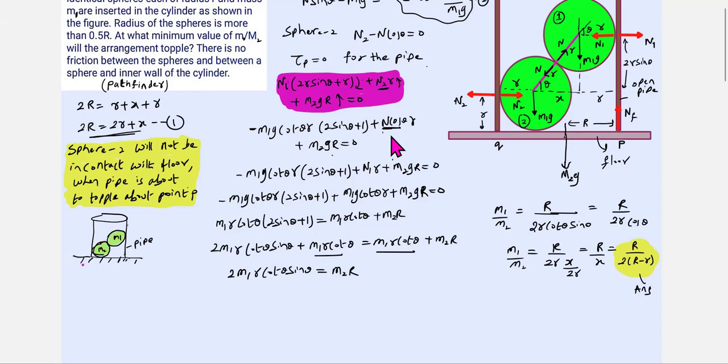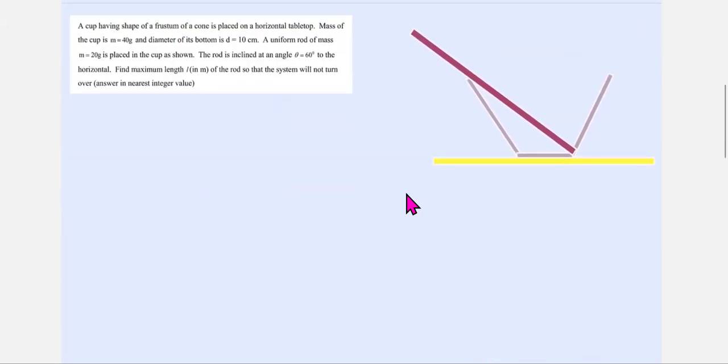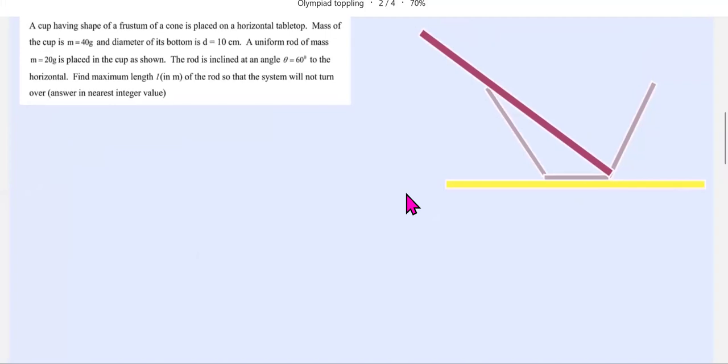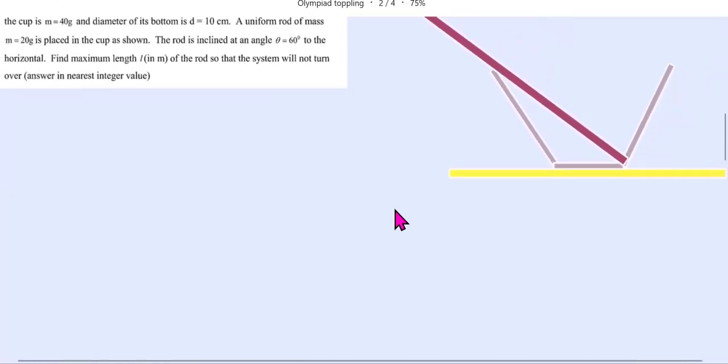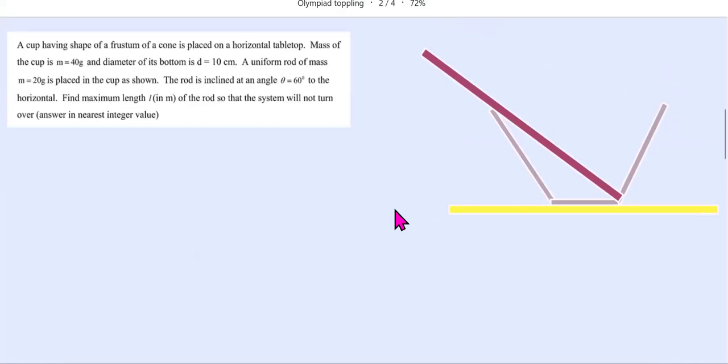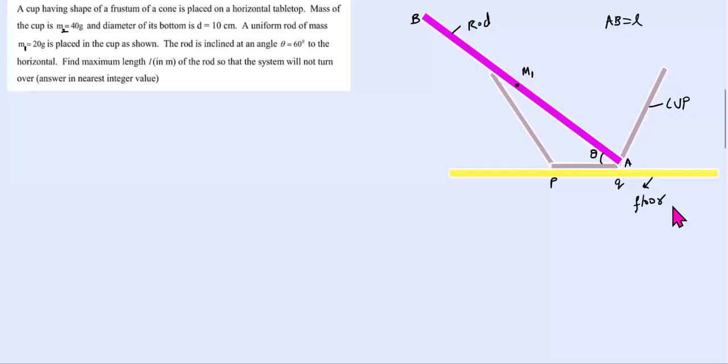Okay, kids, we'll take the next problem. Hello, kids. Now we'll discuss one more Olympiad problem from Pathfinder. So we have a problem like this.